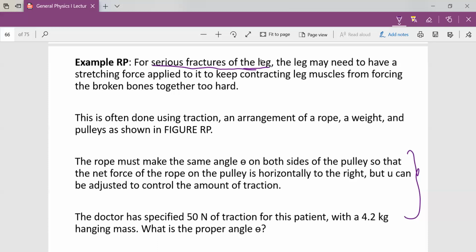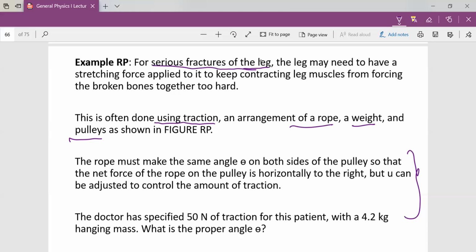So this is often done using the process called traction. And traction is simply an arrangement of rope, weights, and pulleys. Okay, so we picked this example because it is one example that will show us the effect of all the forces we have been looking at and how we apply the laws to solving it.